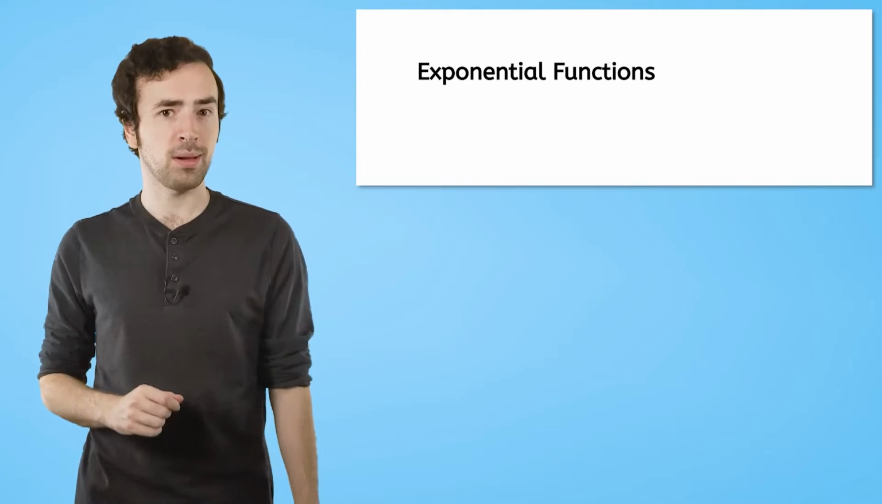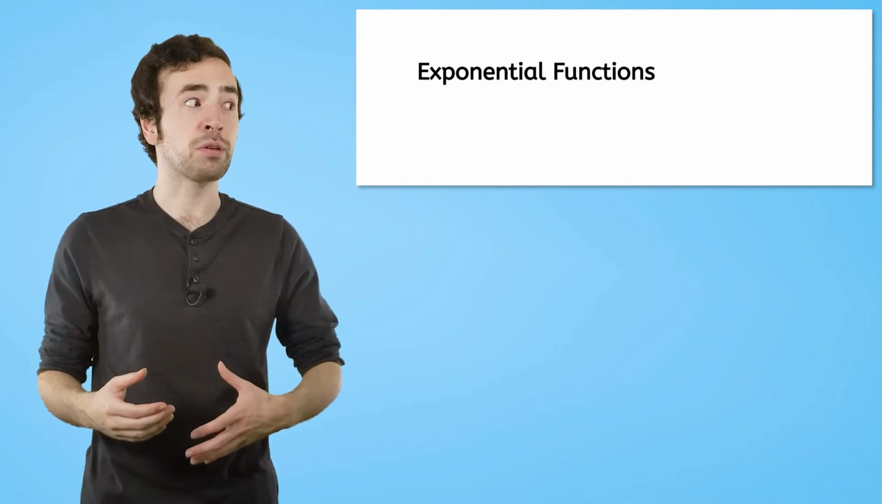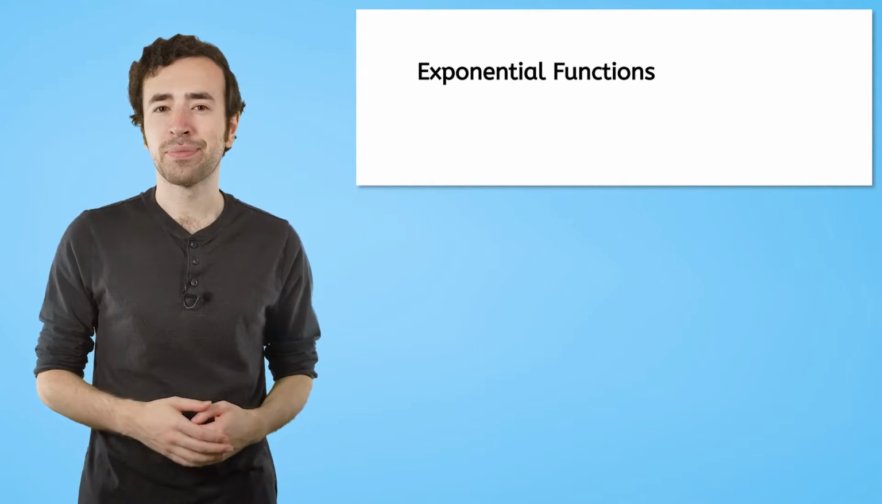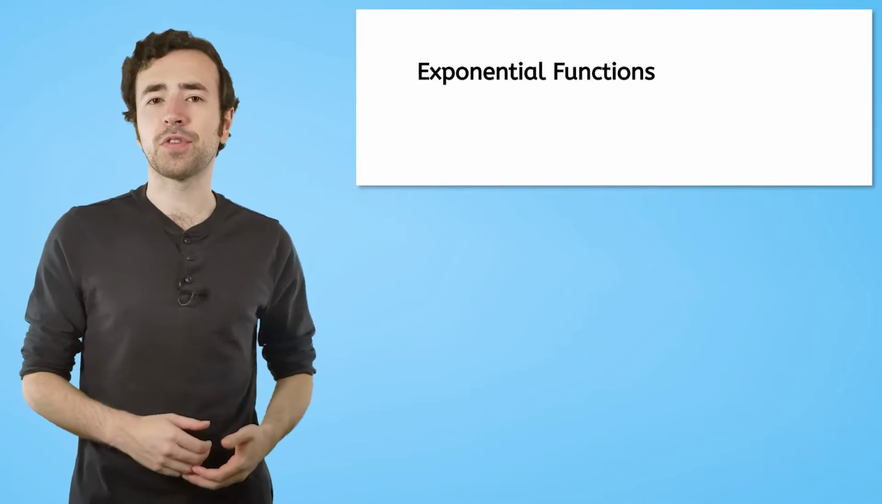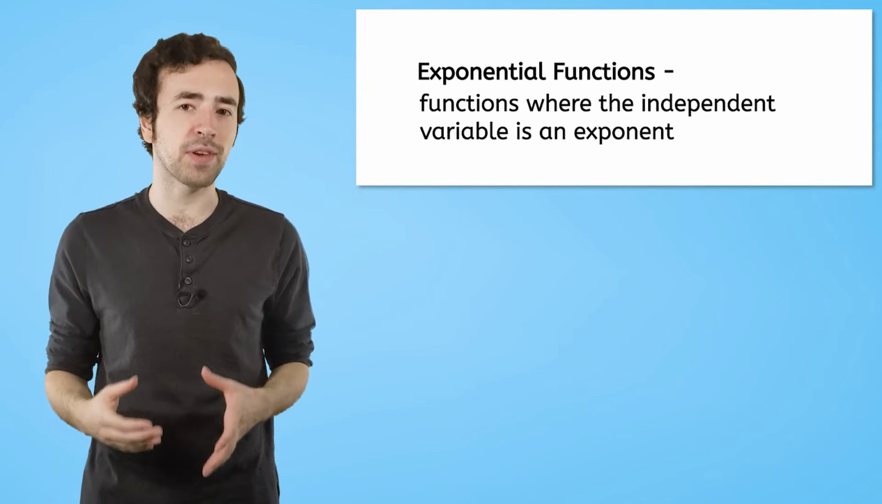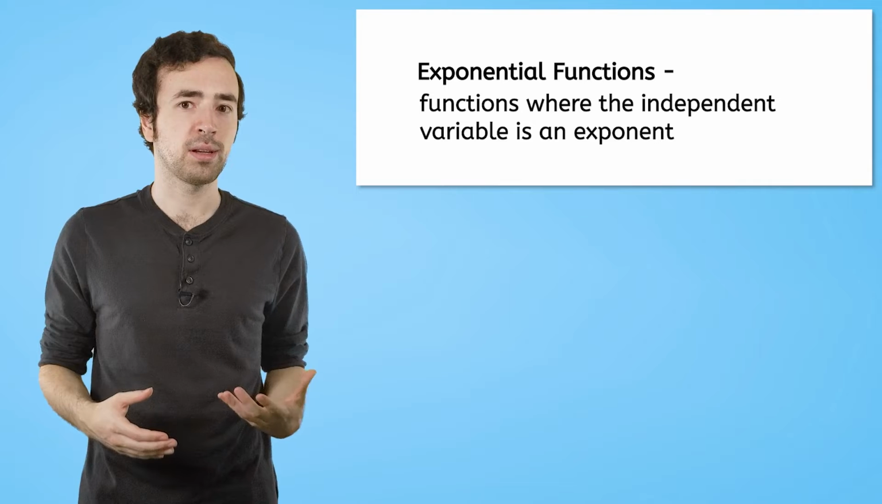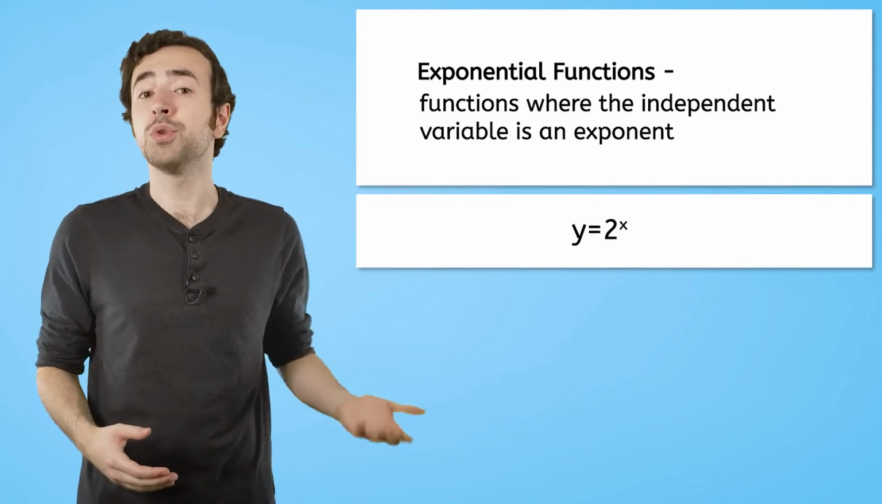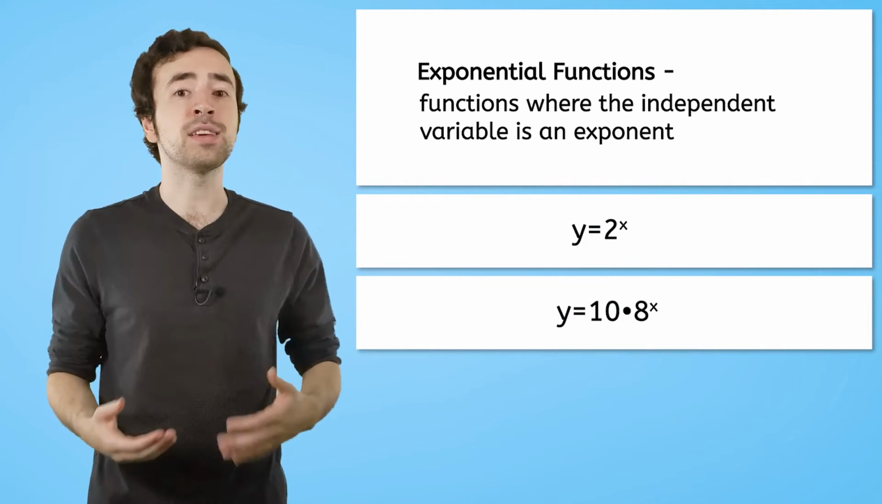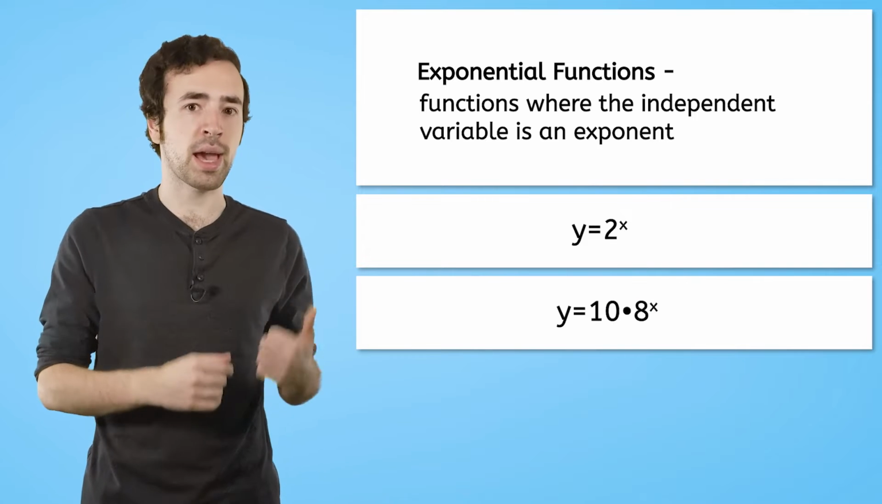Using context clues, what do you predict might be involved with exponential functions? Maybe you noticed the word exponent hiding in here? If so, you'd be right. Exponential functions are functions where the independent variable is an exponent. For example, y equals 2 to the x, or y equals 10 times 8 to the x.